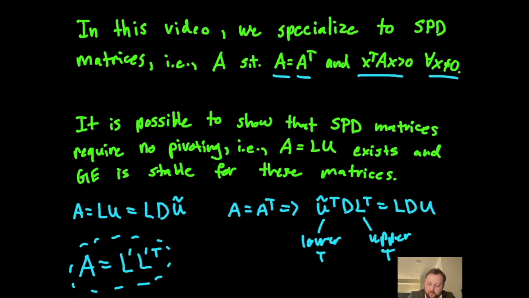If these two things are equal, I have a lower triangular matrix times the diagonal times the upper triangular on the left, and on the right-hand side I also get a lower triangular matrix times the diagonal times the upper triangular. The conclusion we can draw by this uniqueness argument is that this lower triangular matrix U tilde transpose has to be equal to L, and also that this L transpose matrix has to be equal to U tilde.